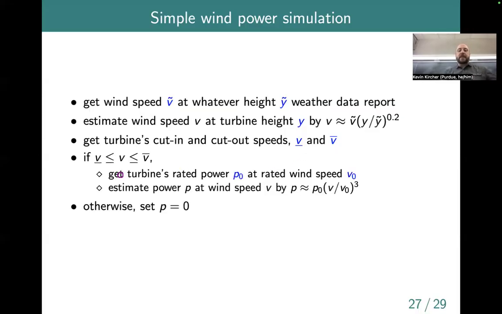Okay, so then if you're between the cut-in and the cut-out speed, then basically we use our cube law again to scale up the power from the rated velocity. And actually more likely we would scale this down from the rated velocity. And we know the rated power might be 15 megawatts for a really big turbine, to scale that down to the actual power output. And then if we are either above or below this range, the safe operating range, then we just set the power equal to 0.